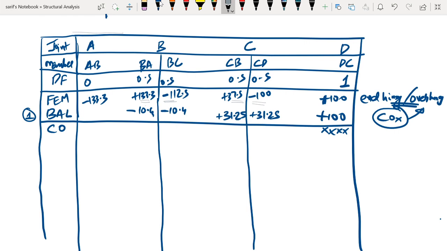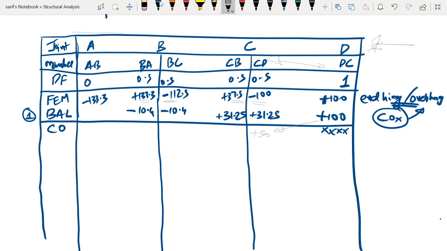For example, if we consider D, we have applied plus 100 at D. So we will carry over half of it to C. CD and DC are the same span. If you look here, CD and DC are part of the same span. I can draw a figure like this.